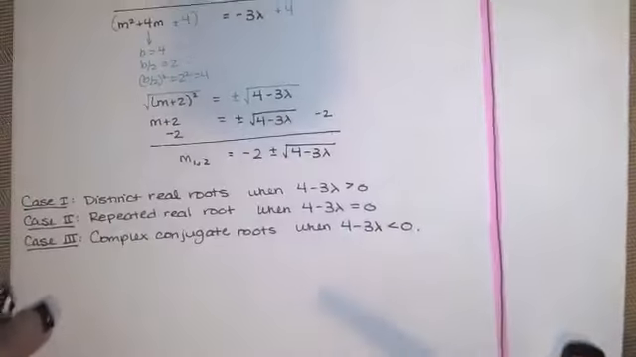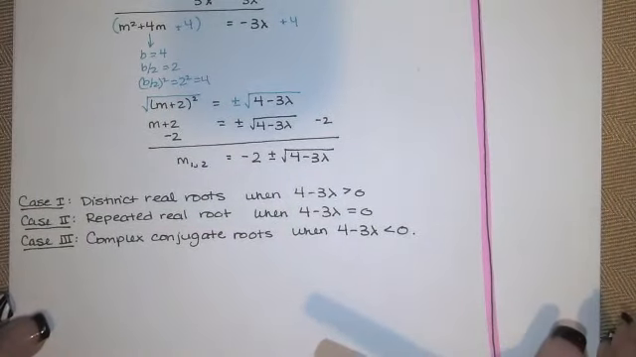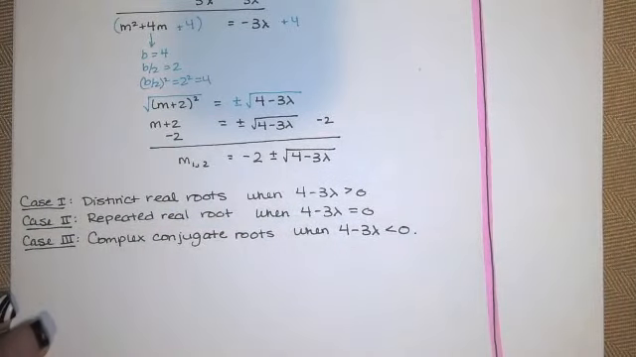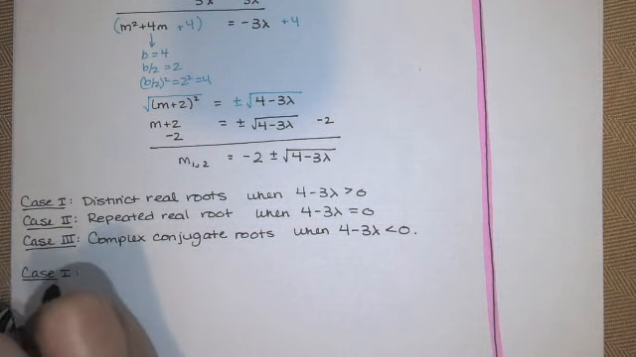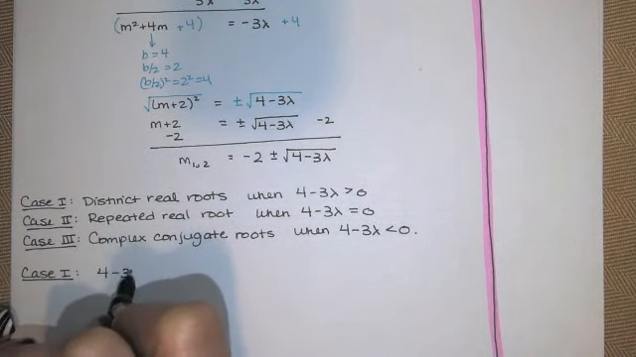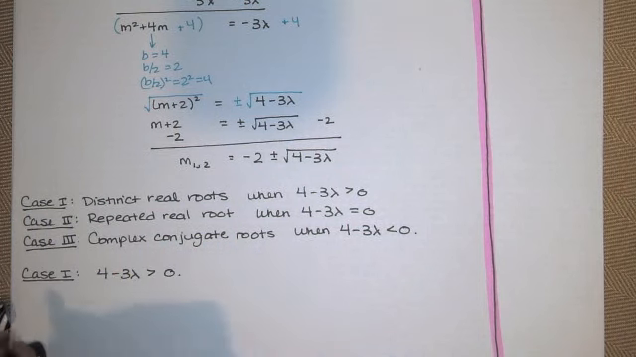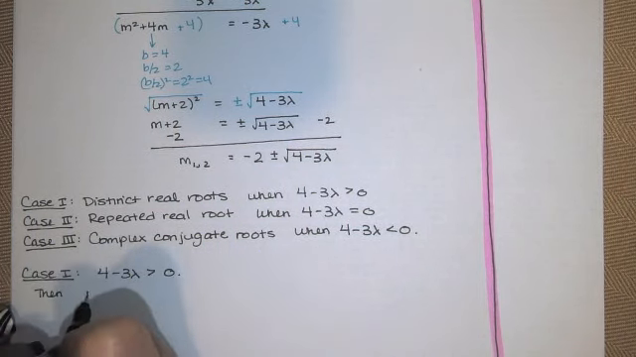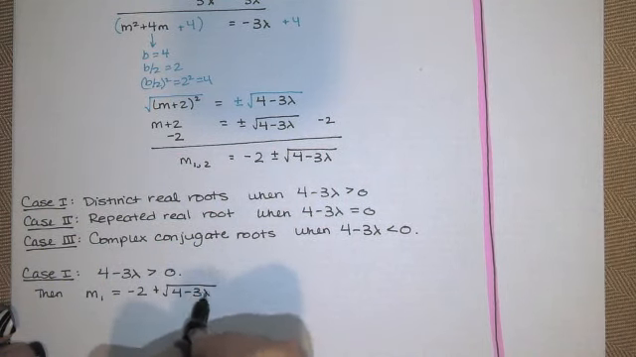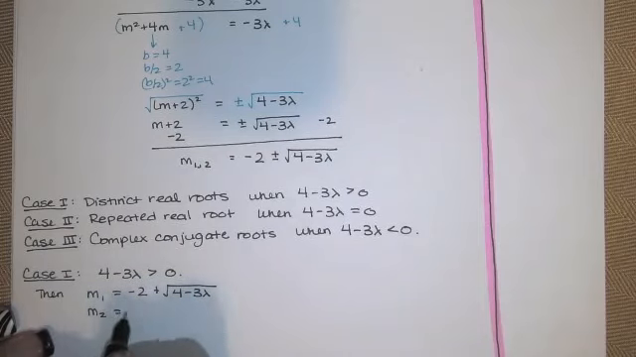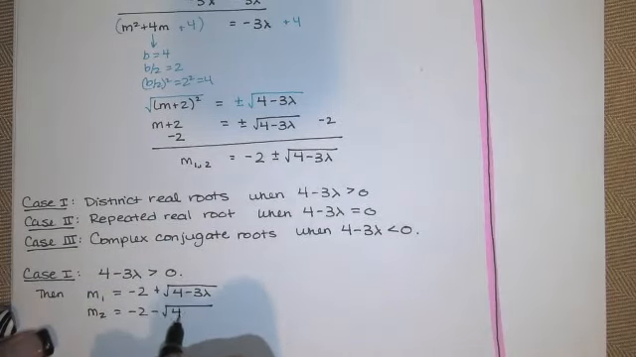So we want to examine each of those three cases separately, and then we'll come up with a solution to the differential equation, and then we will find the solutions that satisfy the boundary conditions that we were given for this particular regular Sturm-Liouville problem. So let's look at case 1. Let's say that 4 minus 3 lambda is greater than 0. Then we have two solutions. M1 equals -2 plus the square root of 4 minus 3 lambda. And M2 equals -2 minus the square root of 4 minus 3 lambda.